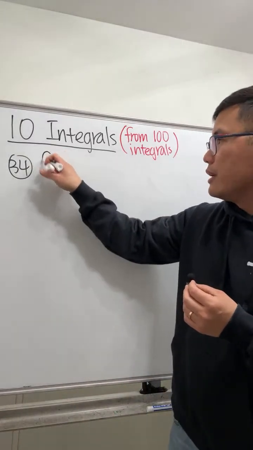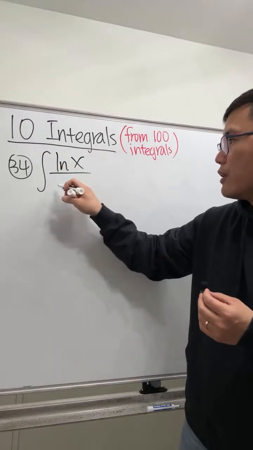All right, number 34, integral of natural log of x over square root of x.